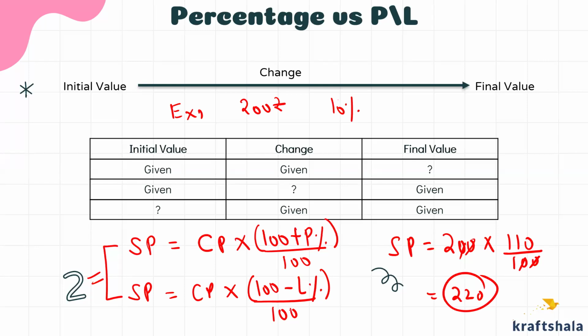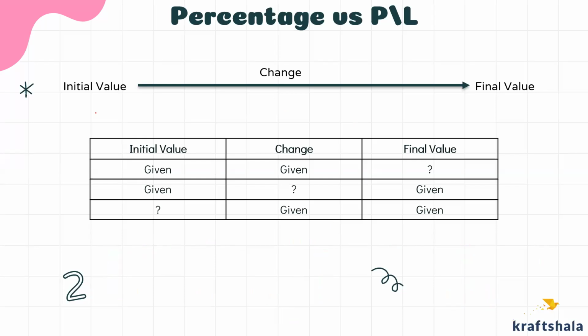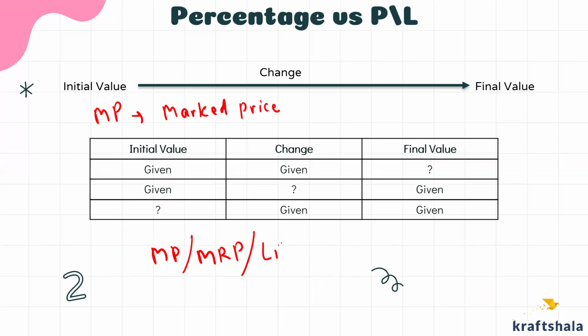Right? Beside these things, we have some more quantities in profit and loss. That is your MP. MP means marked price, जो printed होती है. So MP को we call MP or MRP or list price. All three are the name of the same term: marked price, maximum retail price, or list price.